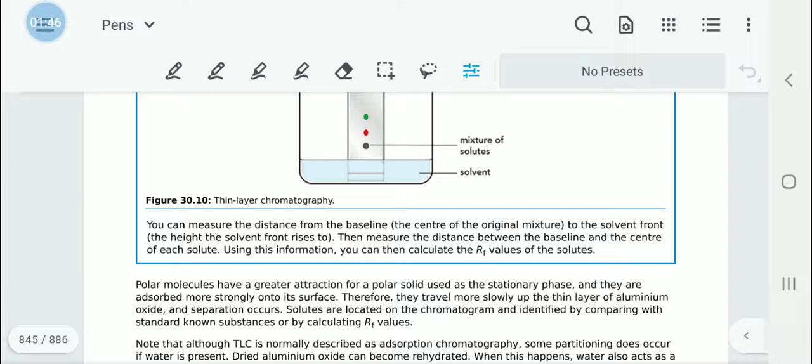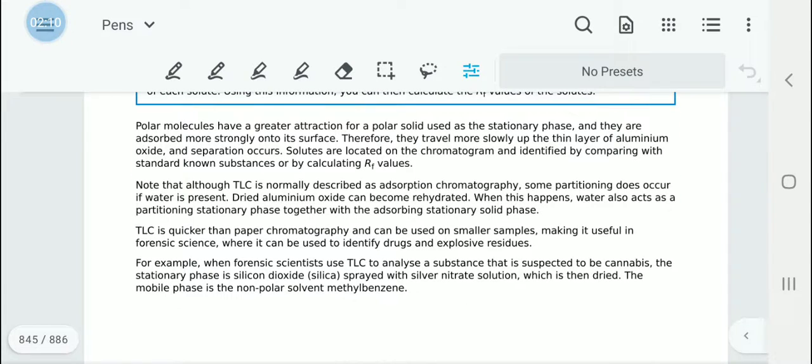To find the RF values, we need to measure the distance from the baseline, that is the center of the original mixture, to the solvent front, that is the height the solvent front rises to, right? Then we calculate the distance between the baseline and the center of each solute, and then find the RF values, right? Remember that as a step-by-step process. Other than that, it is highly unlikely that you would be asked to calculate the RF values in TLC. After cross-referencing these RF values, we will be able to identify what material is present in it.